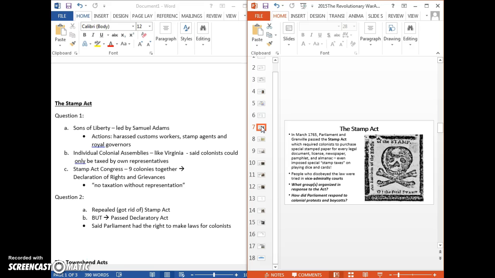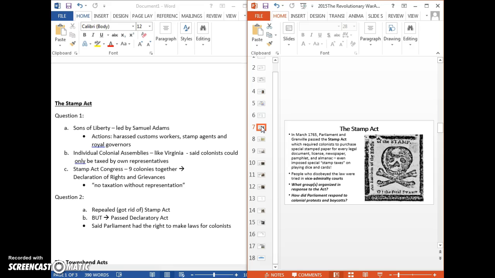And so you start to see the colonists organize groups of resistance to lead efforts to boycott, or refuse to buy or purchase, goods that would support the Stamp Act. Some of these resistance groups are the Sons of Liberty. This was led by a man named Samuel Adams. The actions that they took: they harassed customs workers, they harassed stamp agents, they harassed royal governors, and they led efforts to boycott British goods that would be supported under the Stamp Act.